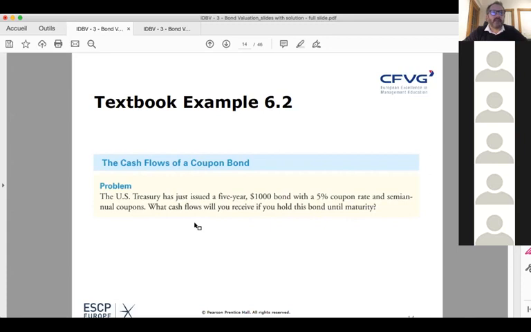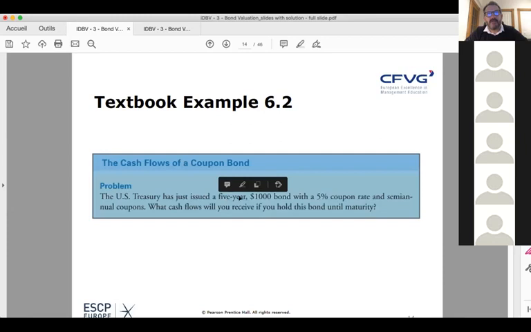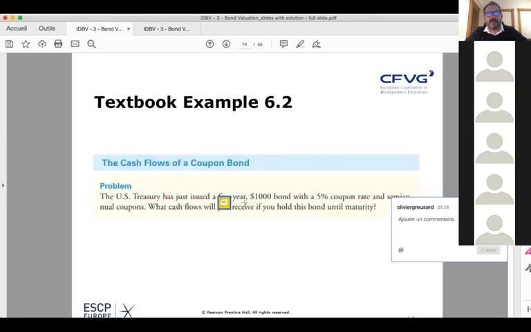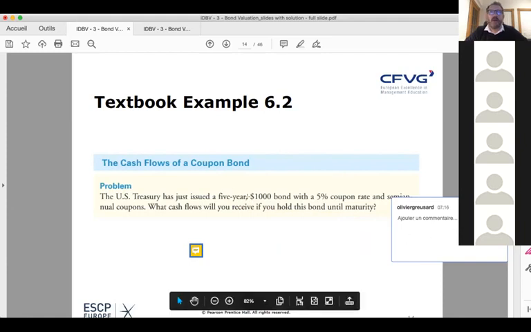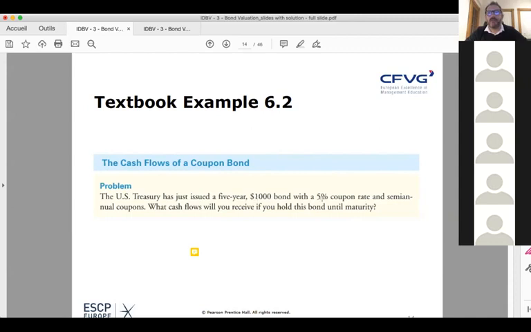So let's take the US Treasury. And so we have a 5-year, okay, 5-year, 1,000 bond. So 1,000 meaning the face value, right? That's the face value. 5% coupon rate. Okay, so that's a coupon rate. And semi-annual coupons. So what are the cash flows that you will receive from that bond?